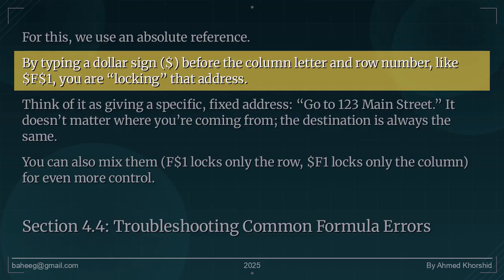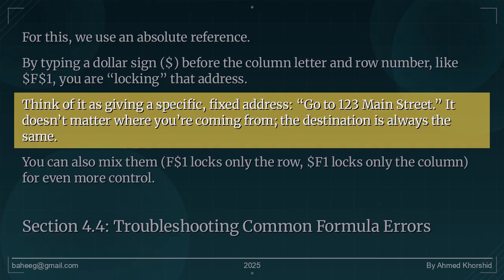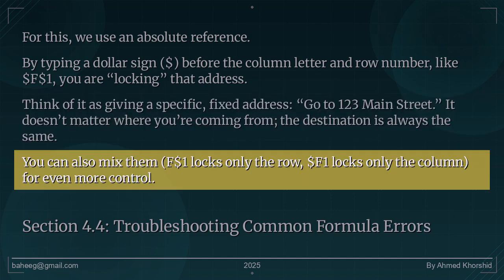By typing a dollar sign symbol before the column letter and row number, like $F$1, you are locking that address. Think of it as giving a specific, fixed address: go to 123 Main Street. It doesn't matter where you're coming from, the destination is always the same. You can also mix them: F$1 locks only the row, $F1 locks only the column, for even more control.